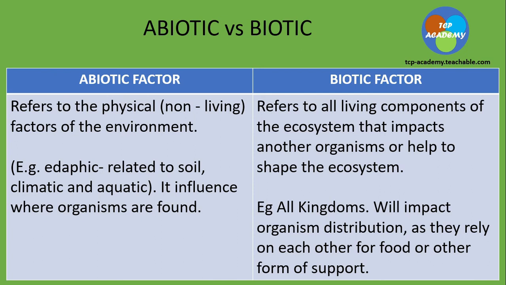Importantly, one should understand that abiotic factors will influence where organisms are found, and they will influence the type of habitat, the region in which organisms choose to build their habitat or form their home. Then there is the biotic factor, which refers to the living component of the ecosystem that impacts another organism or helps the organism to shape the ecosystem.